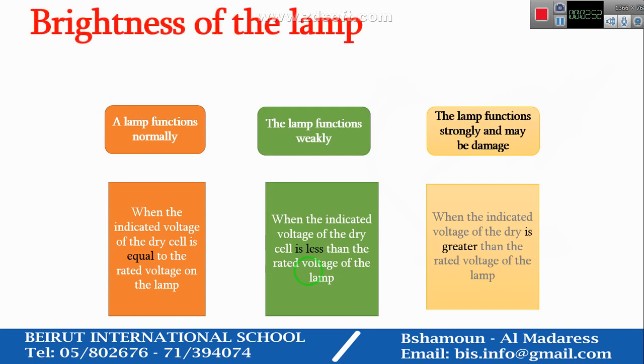Now we will talk about the brightness of the lamp. We have three cases for the brightness of the lamp. A lamp may function normally, or the lamp may function weakly, or the lamp may function strongly and may be damaged. The case when the lamp functions normally is when the indicated voltage of the dry cell is equal to the rated voltage of the lamp, and the lamp functions weakly when the indicated voltage of the dry cell is less than the rated voltage of the lamp, while the lamp functions strongly and may be damaged when the indicated voltage of the dry cell is greater than the rated voltage of the lamp.